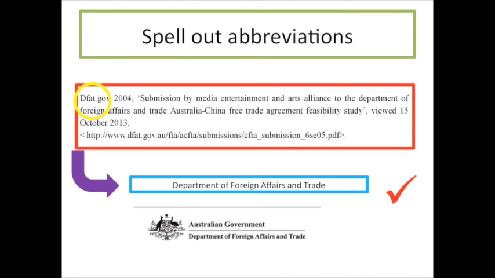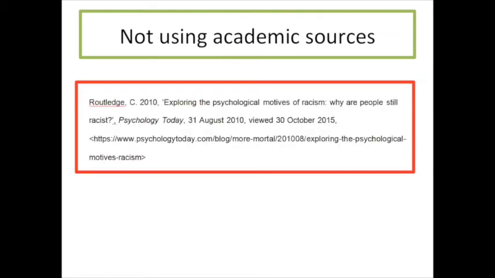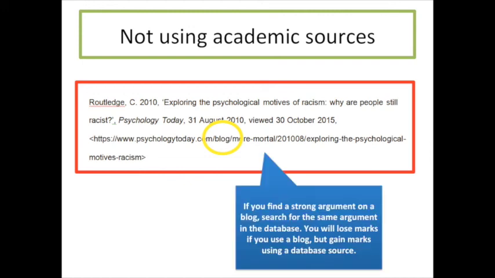If you use an abbreviation in your essay, spell it out. That DFAT, which should be in capital letters, should be Department of Foreign Affairs and Trade. If you're going to use the sources, make sure they're academic. This one has a blog. Now you may very well find a good argument in a blog, but use that key term and the phrases that you found and use that to search in the database. You have your keywords and you have your key phrases.